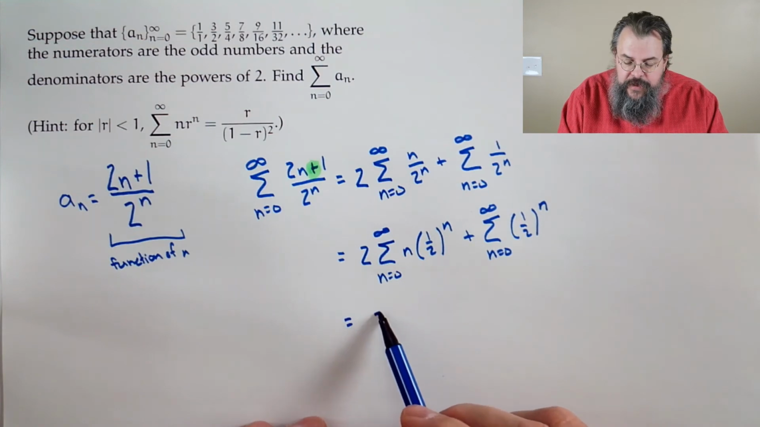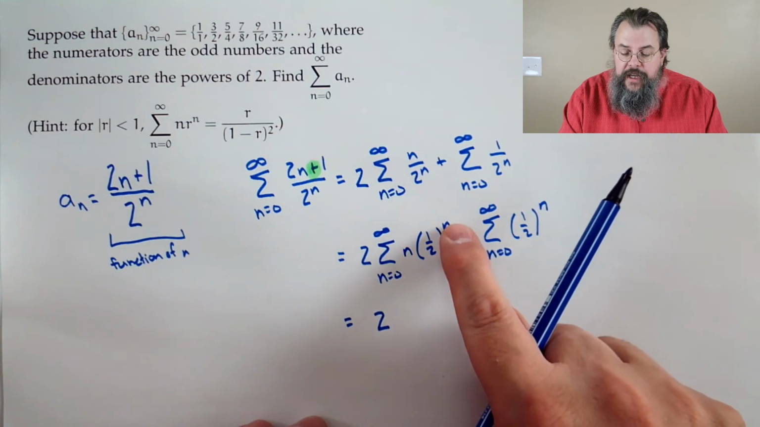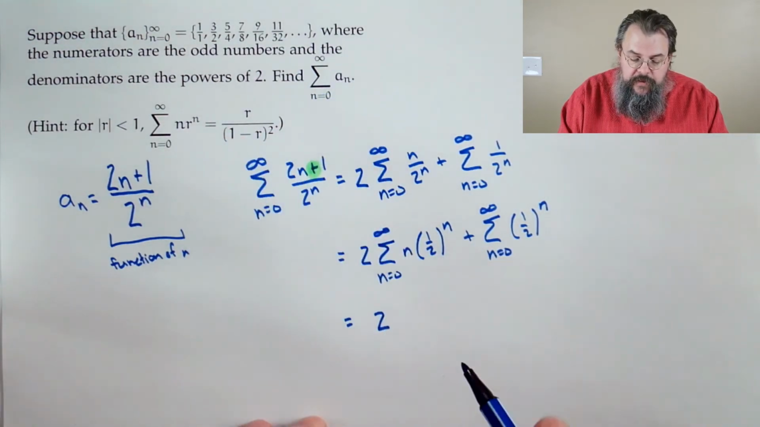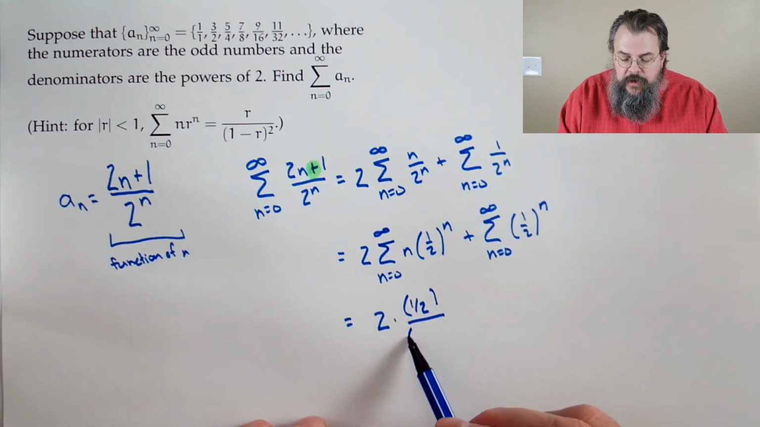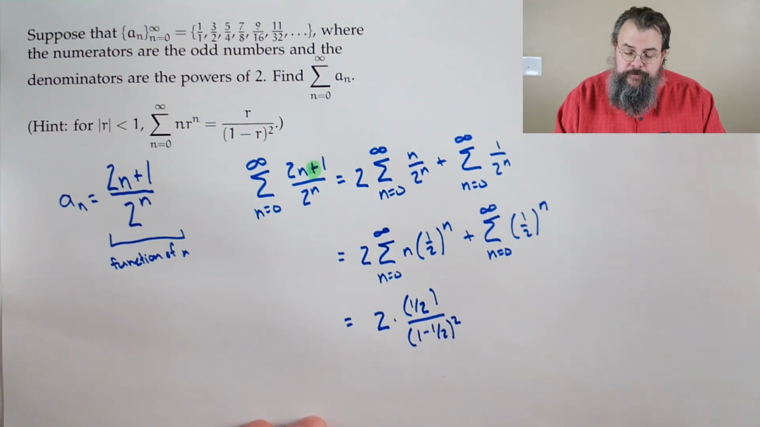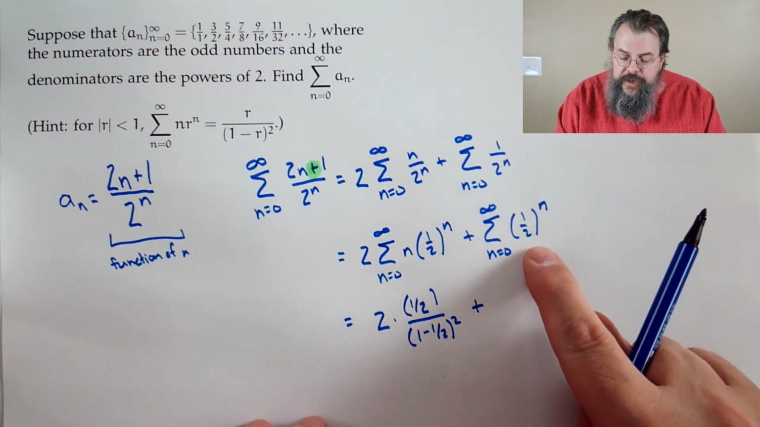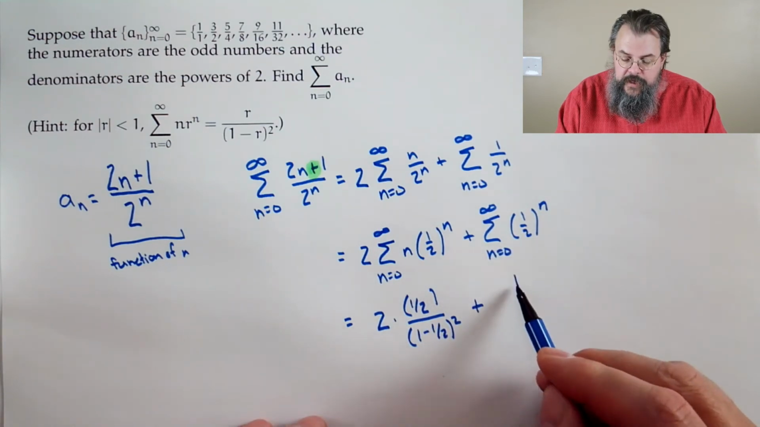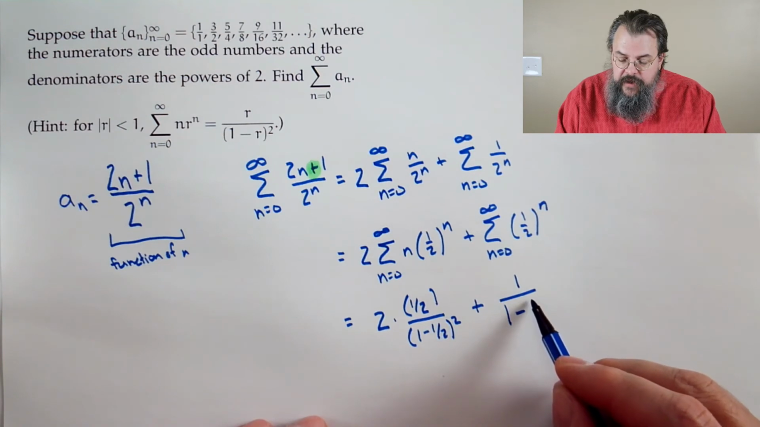Well, we see the first term is exactly the right form, n r to the n, where r is 1/2. So according to the rule, it's going to be 1/2, which is r, over 1 minus 1/2 squared. How about here? Well, that's geometric. What's the first term? Plug in 0. 1/2 to the 0 is 1, over 1 minus 1/2, 1 minus r.